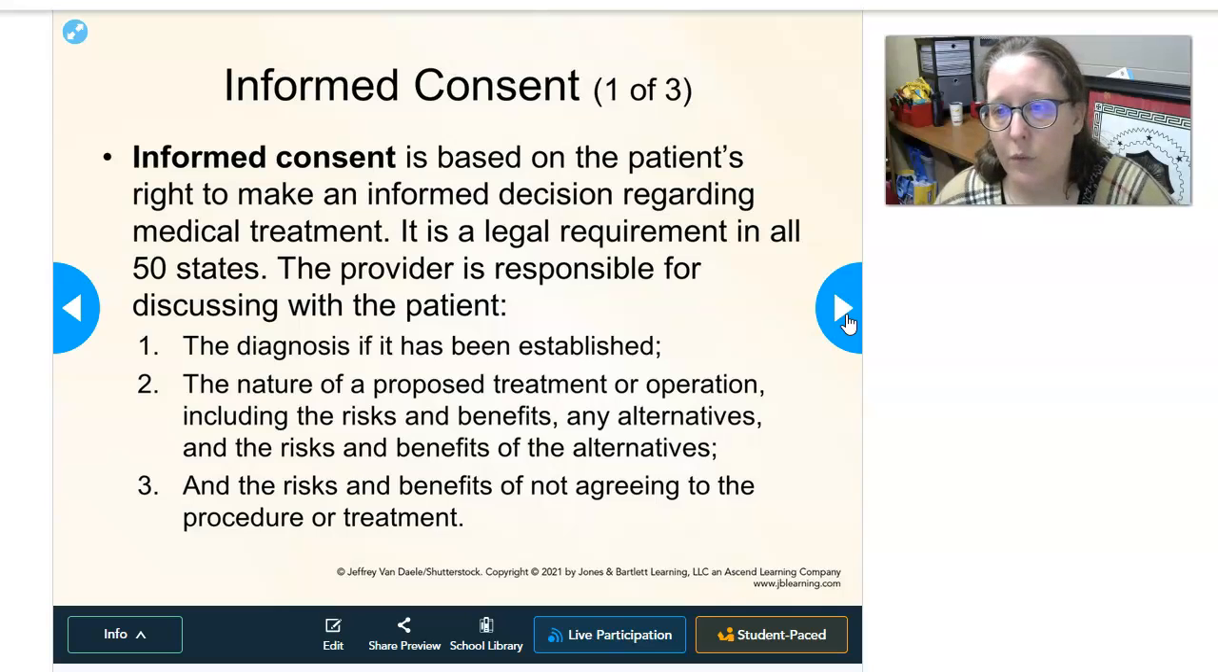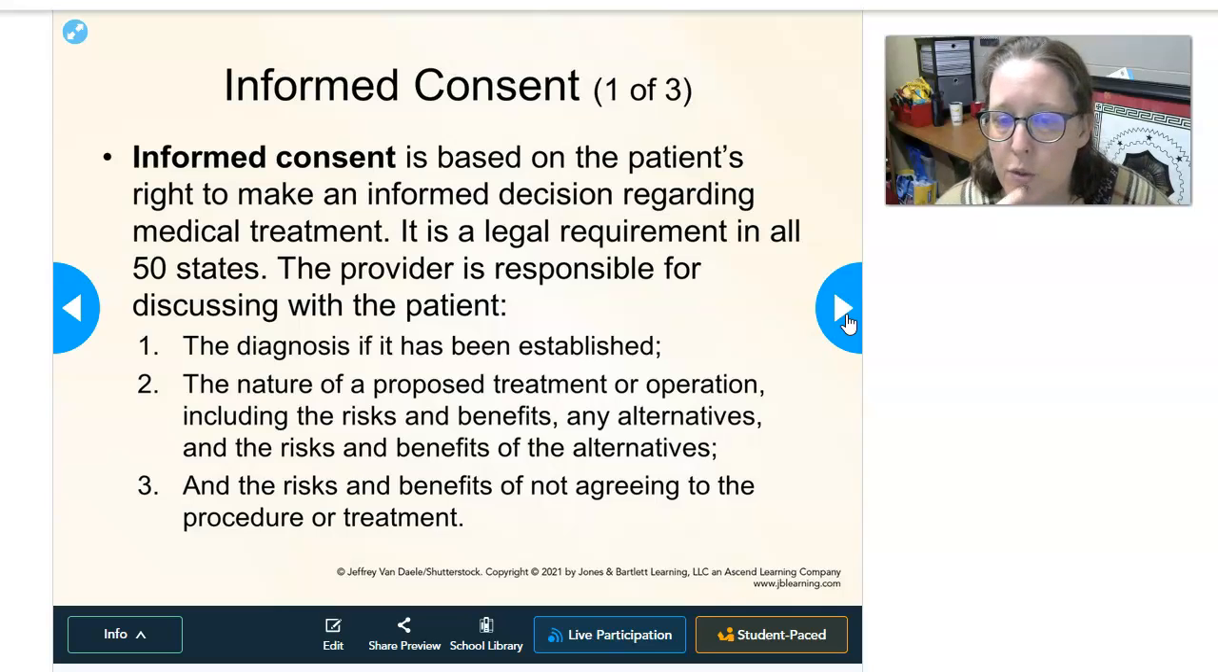Okay, let's talk about informed consent. Informed consent is based on a patient's right to make an informed decision regarding medical treatment. It's a legal requirement in all 50 states, and the provider is responsible for discussing with the patient, 1, the diagnosis if it has been established, if you know the diagnosis, okay? You have to tell the patient you have been diagnosed with cancer. This is the type of cancer that you have. You can't hide it from them, okay?